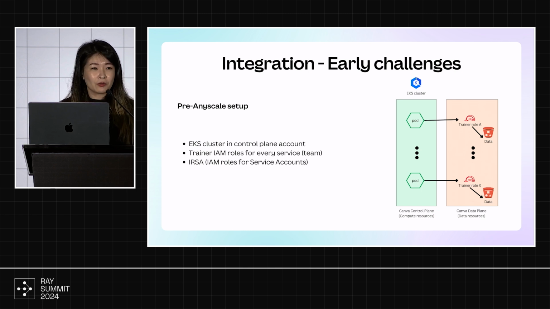This worked well with EKS because it uses IAM roles for service accounts. So we were able to map our Kubernetes service account to the corresponding trainer role. And then the training workflows on each pod would be able to assume the trainer role automatically and access the team's data.